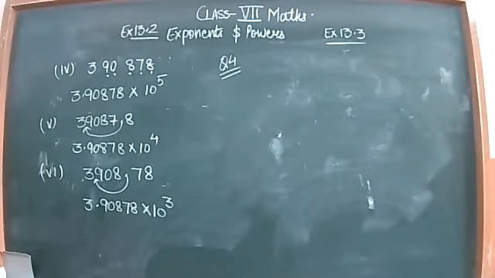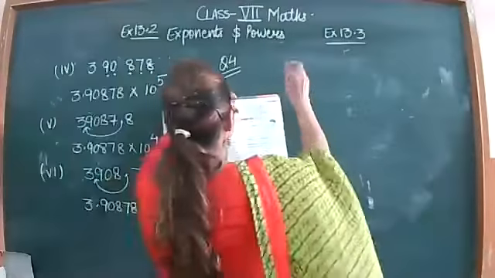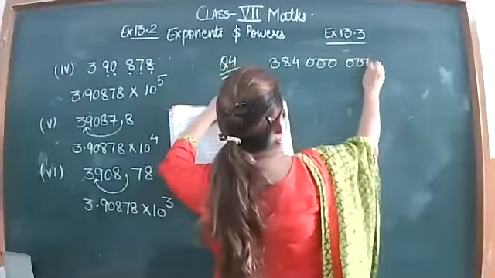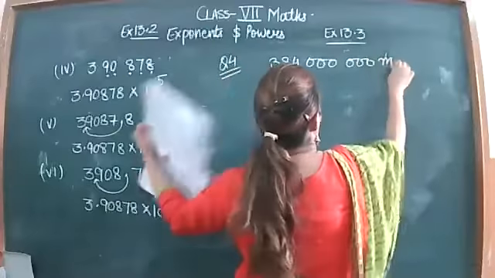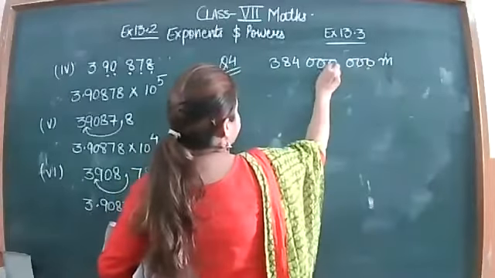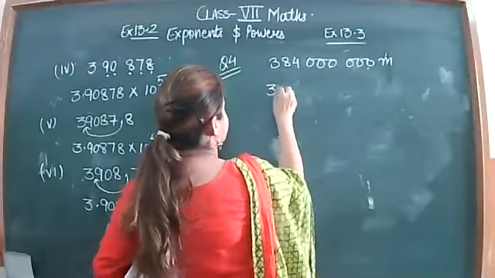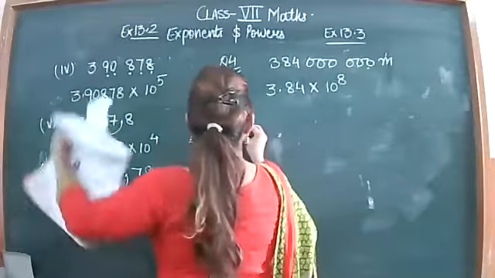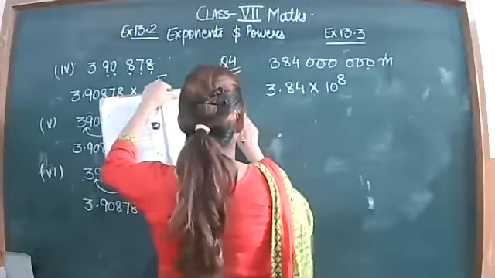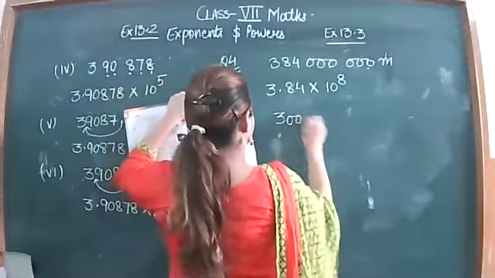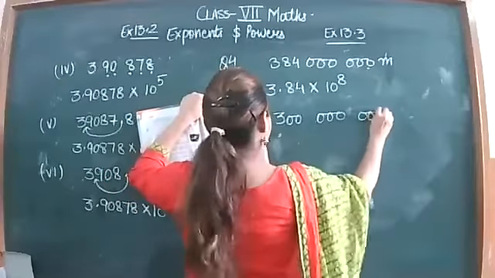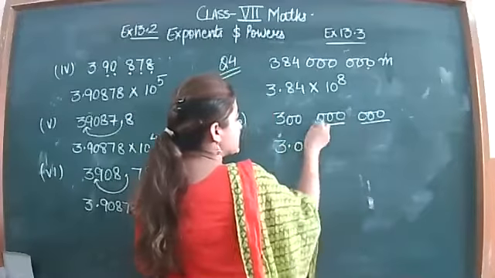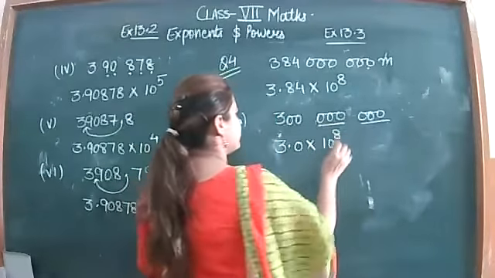Question number 4 is again the same. You have to write each number in the standard form. 1, 2, 3, 4, 5, 6, 7, 8. 3.84 into 10 raised to power 8. B part. 3.0367 into 10 raised to power 8.